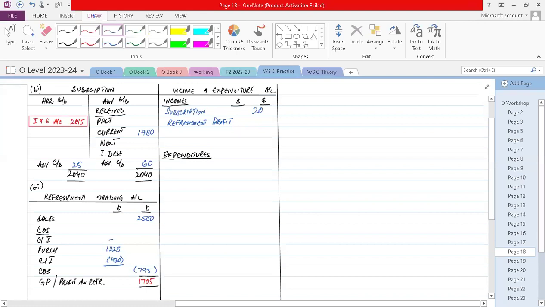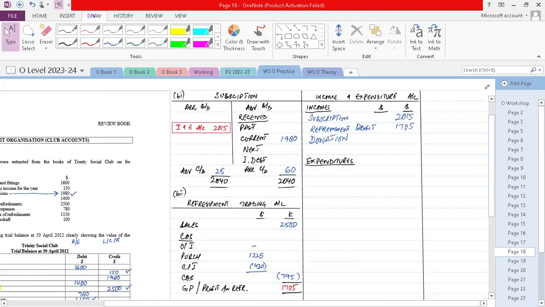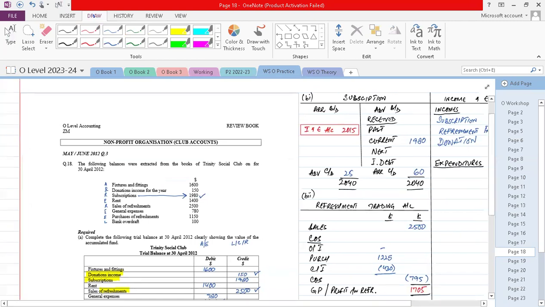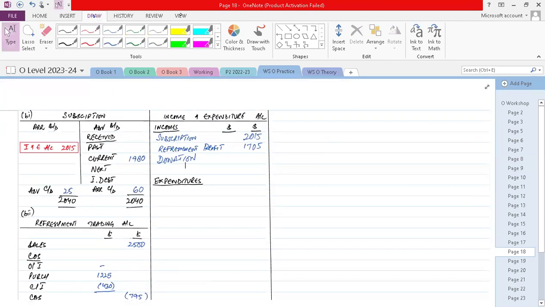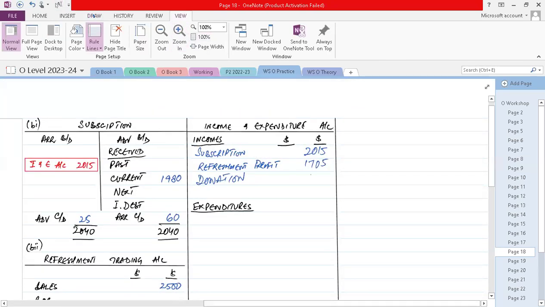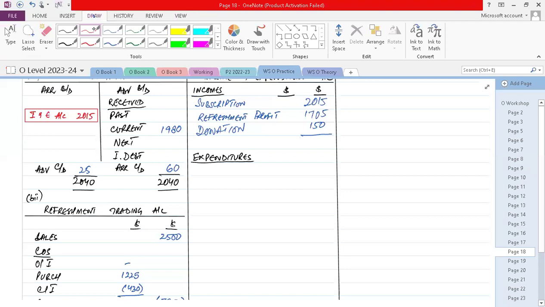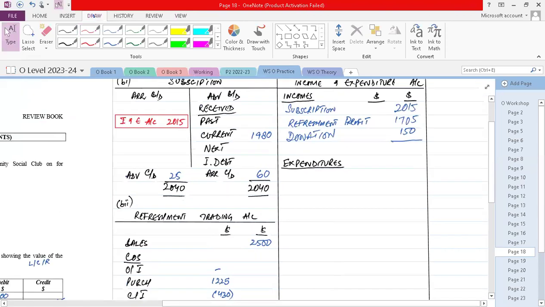So this is 2015, 1705. And the third income is donation income. It comes as it is. This is 150. Donation income as it is, 150. Add all incomes together.